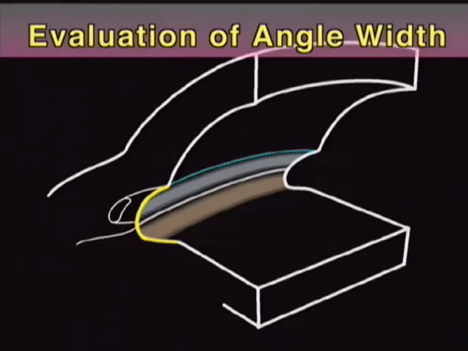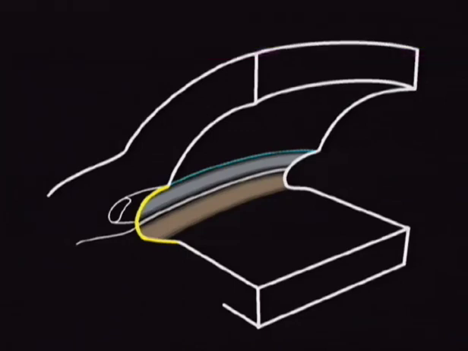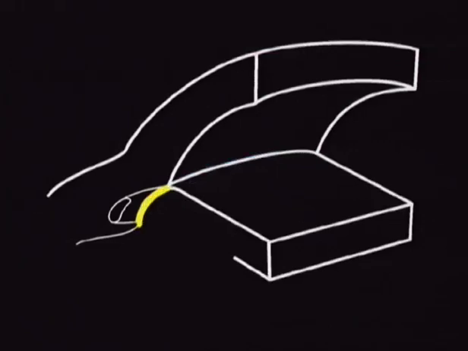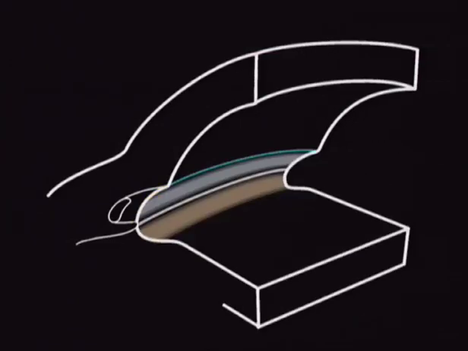Evaluation of angle width. For the evaluation of a wide angle, a narrow angle, or an occluded angle, one criterion is the visibility of the angle anatomy.